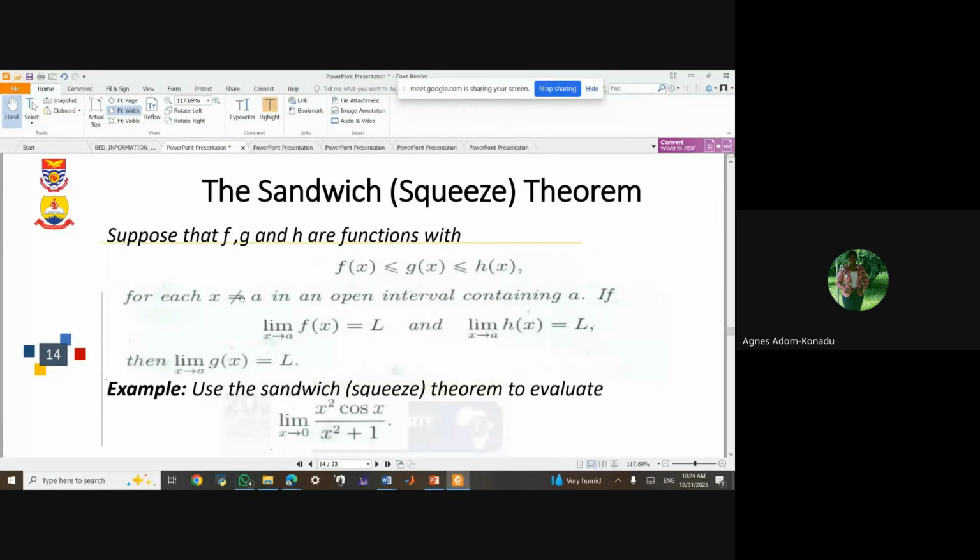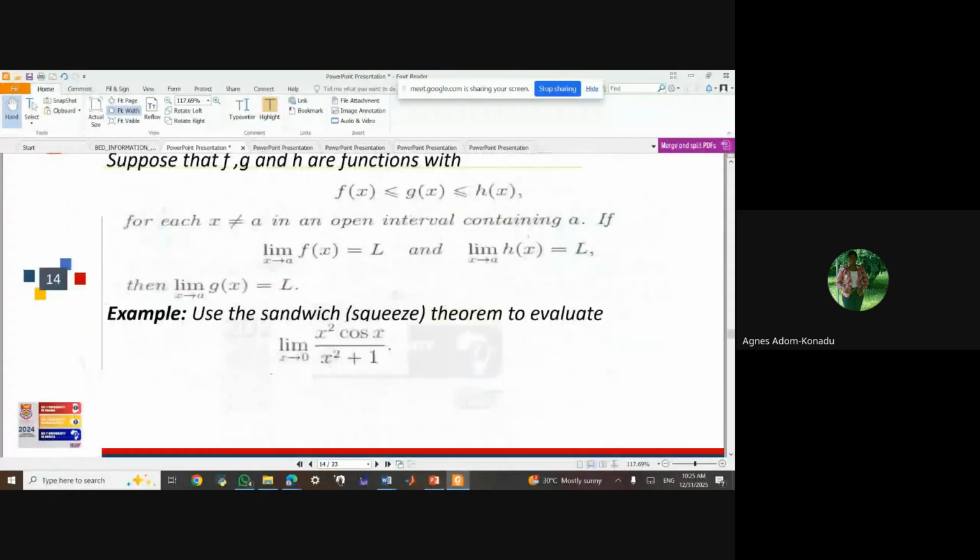Now for each x not equal to a in an open interval containing a, if the limit as s approaches a of f of s is L, and the limit as s approaches a of h of s is also L, so the limit for f is L and the limit for h is L, then it means that the limit for my g will also be L. So that is the sandwich.